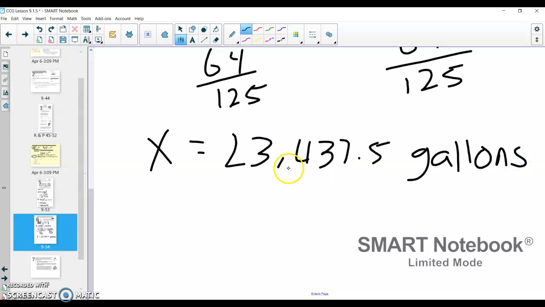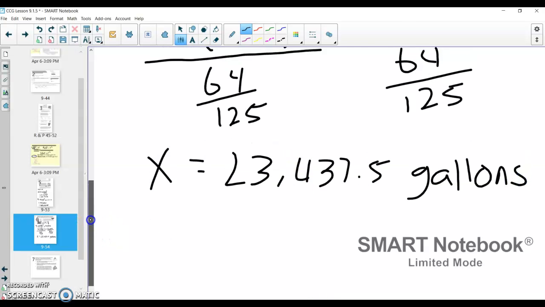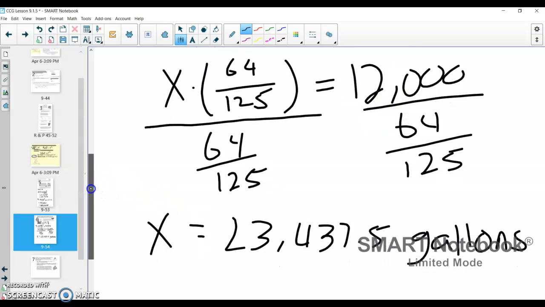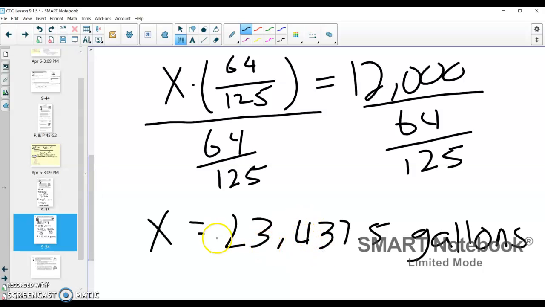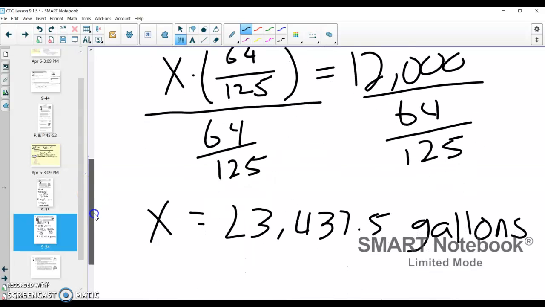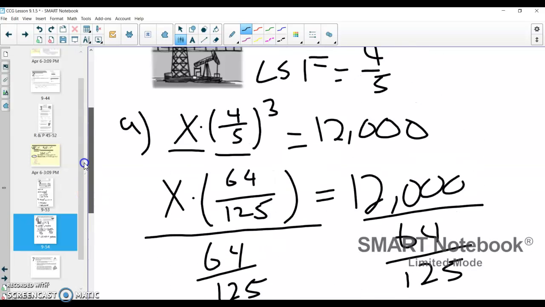It's nice to always reflect back and ask, does that number make sense? To me it does, because if our small volume is 12,000, it makes sense that our big volume should be bigger. So it's good to see a number bigger than 12,000. If you ever saw a number smaller than 12,000, you might have done something wrong. Okay? And so that's how many gallons are in the big one. But that's not what the question's asking.